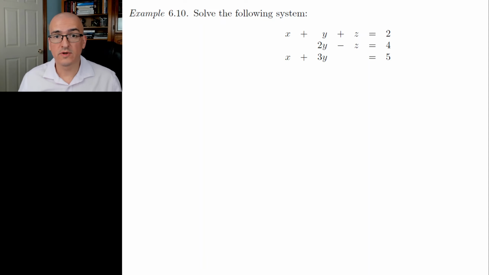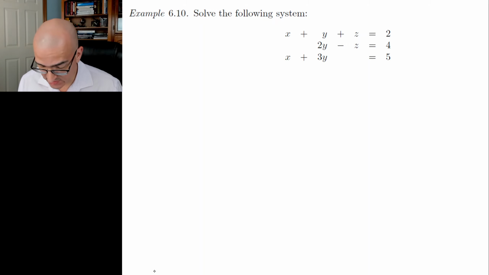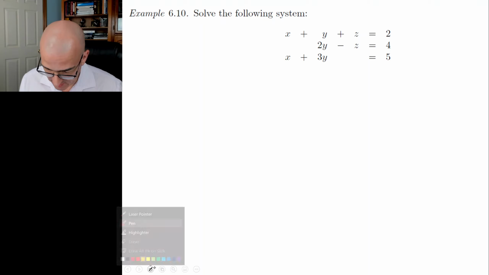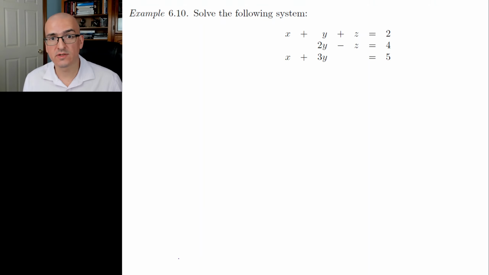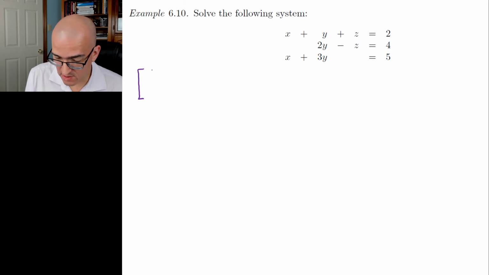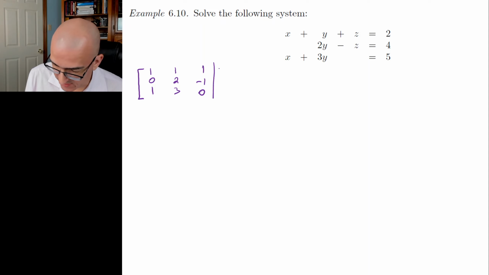Welcome back. We'll continue solving systems of linear equations using this method of row reduction. Here we have an SLE given in standard form, and the first step in our process is to convert this into an augmented matrix. So I'll put that in column by column: 1, 0, 1, the coefficients in front of x, and the coefficients in front of y, 1, 2, 3, and the coefficients in front of z, 1, minus 1, 0. And then the right-hand side, 2, 4, 5.